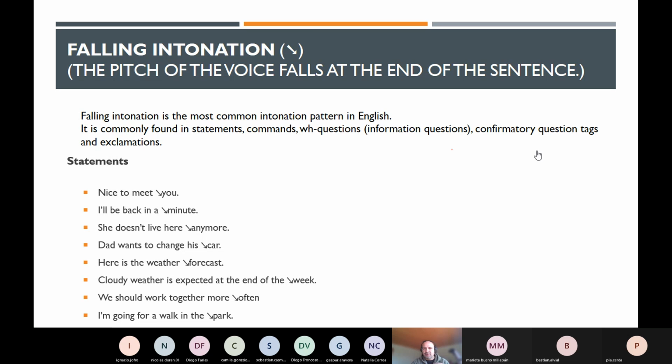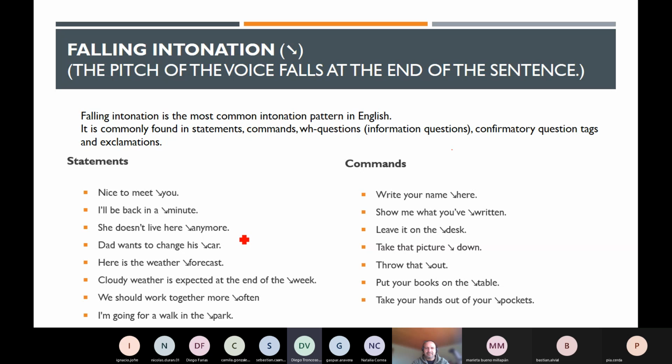So I'm going to ask Diego Troncoso and Gaspar Aravena to take turns. So Diego and then Gaspar. Diego, Gaspar, all right? All right. No problem, teacher. Excellent.